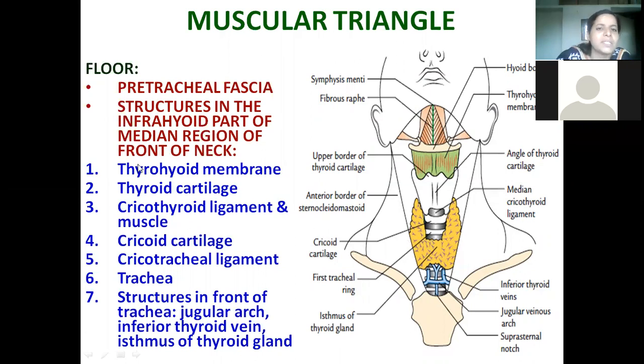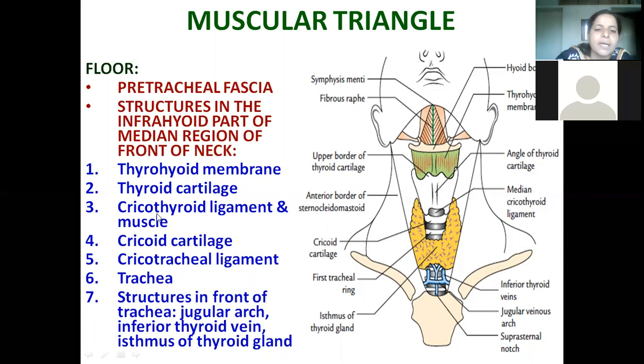That means so many structures we find in the muscular triangle. We find the thyrohyoid membrane. This is the thyrohyoid membrane. That means between the thyroid cartilage and hyoid bone there is a membrane. You call this membrane the thyrohyoid membrane. So in the floor we also see this cartilage, that is the thyroid cartilage. Then we have the cricothyroid ligament. That means between the cricoid and the thyroid there is a ligament. Between the cricoid cartilage and the thyroid cartilage there is a ligament.